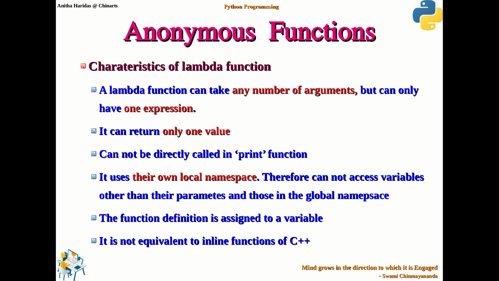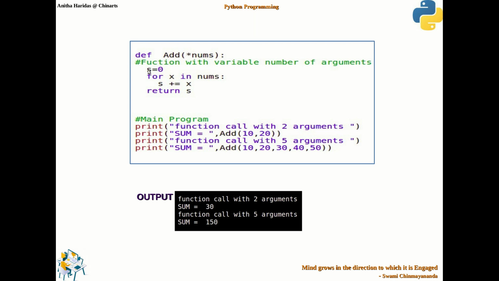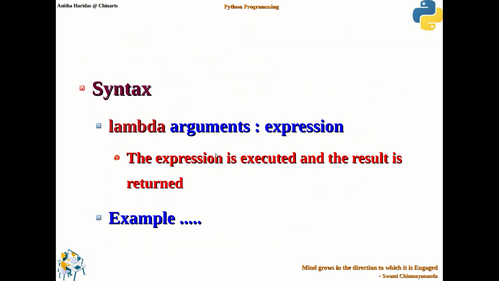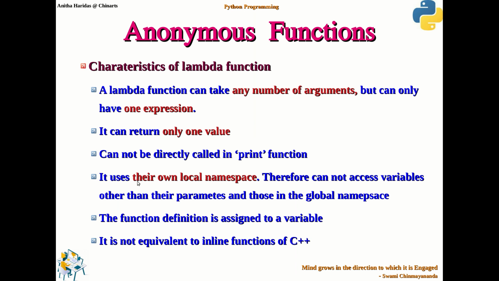Whereas it cannot have local variables, like, see, in our normal function we have s is equal to 0. This is a local variable which is defined in this particular function. So this kind of thing cannot be done in the lambda function. You cannot have a local variable declared here. So it is having only their own local namespace.